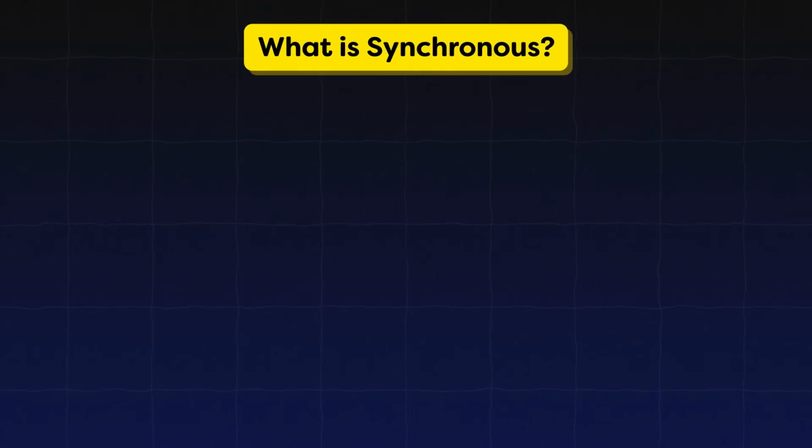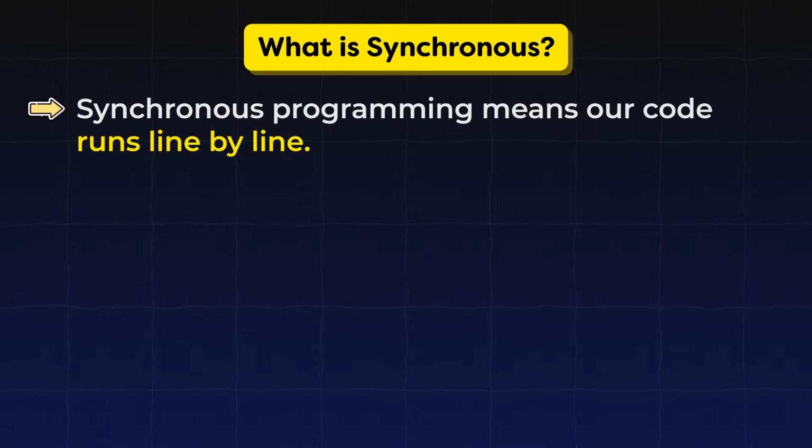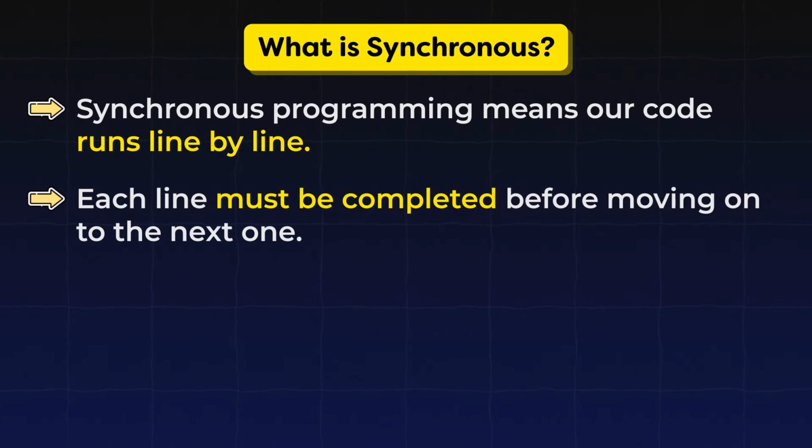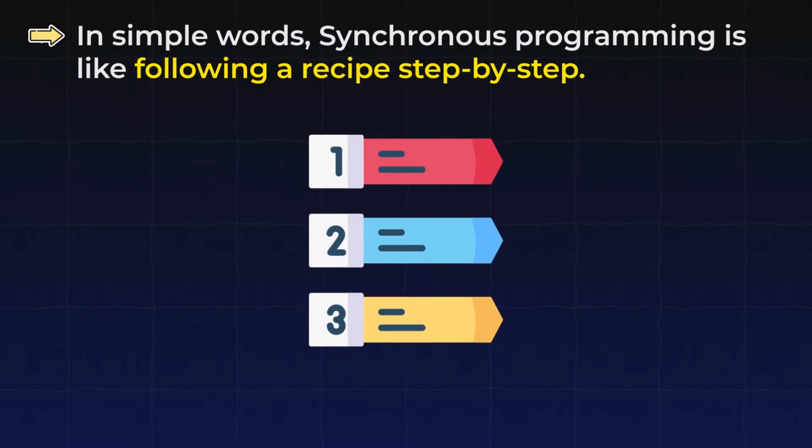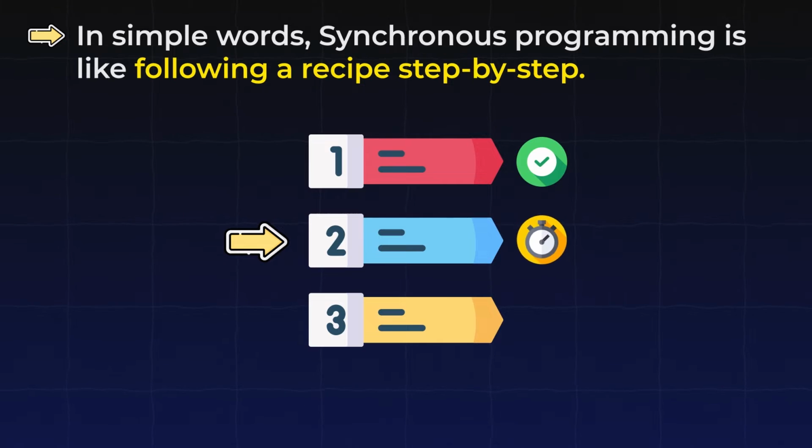So what is synchronous? Synchronous programming means our code runs line by line. Each line must be completed before moving to the next one. In simple words, synchronous programming is like following a recipe step by step. Each step must be completed before moving to the next one. If one step takes a long time, we have to wait until it finishes execution and then we can continue.